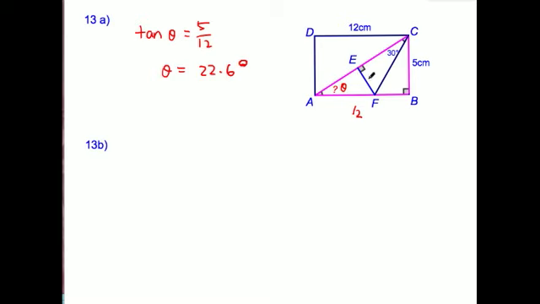Next, we need to find EF. To find EF, we need to find the length CF. And to find CF, we need one side and one angle. The angle that we need is this angle here, and this angle is the sum of these two angles. So angle CFB is simply 52.6 degrees.